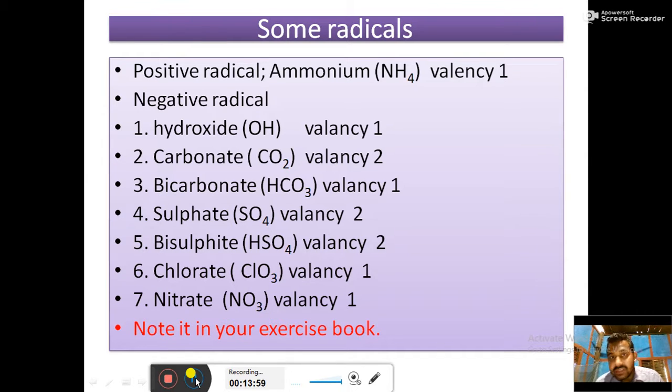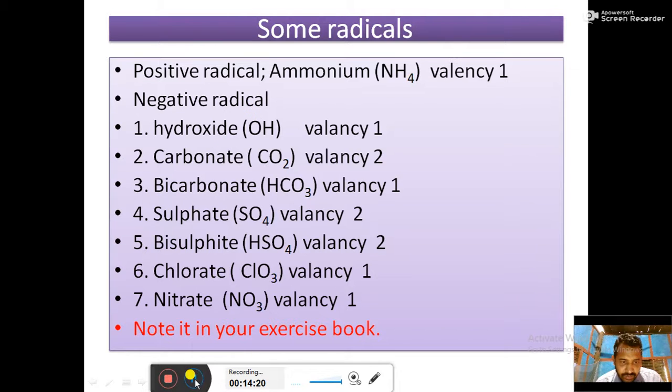You should know some of the radicals. You know the names of the elements and corresponding symbols and corresponding valency. Now you should memorize these things. Positive radicals, ammonium, NH4 symbol, whose valency is 1. Ammonium, NH4. Negative radicals, it means positive comes first and negative at the back.